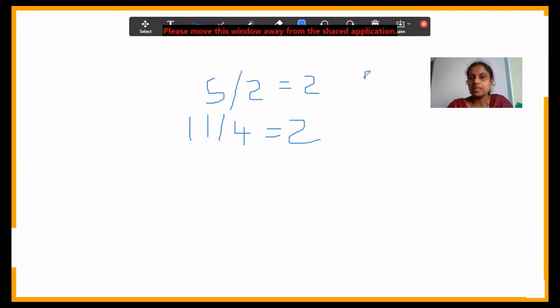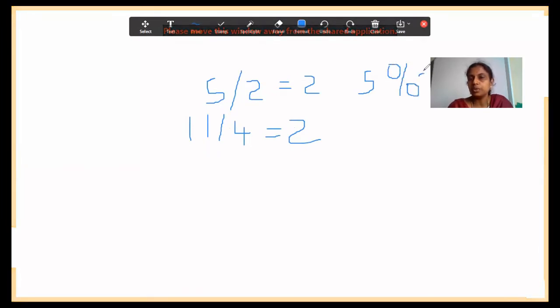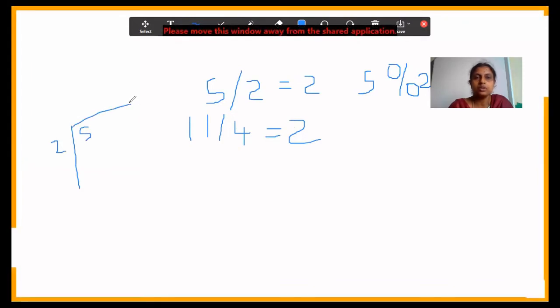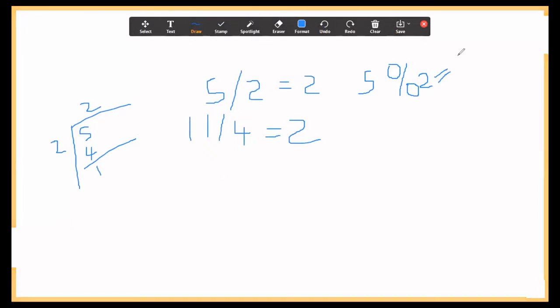In the same thing, when I say 5 percentage 2, your answer will be the remainder you get while dividing. So if you divide 5 divided by 2, so usually we do division, here 5 and here 2, so how many times does it go, 2 times. So you put 2 here. How much remainder did you get, you will get 1 as a remainder. So this 1 will be taken in this answer. So here the answer will be 1.